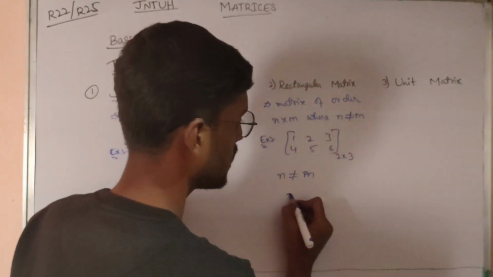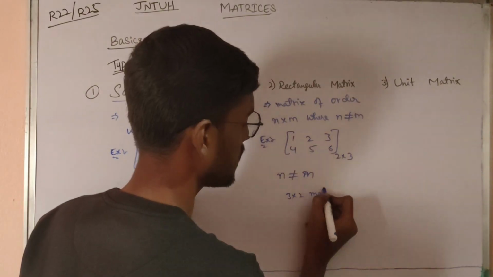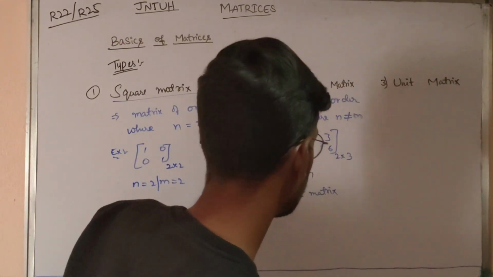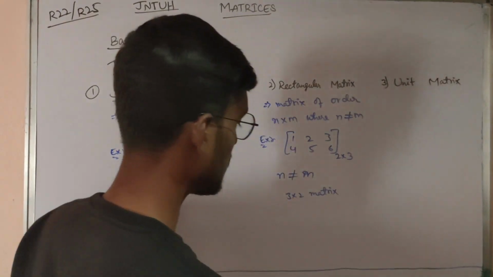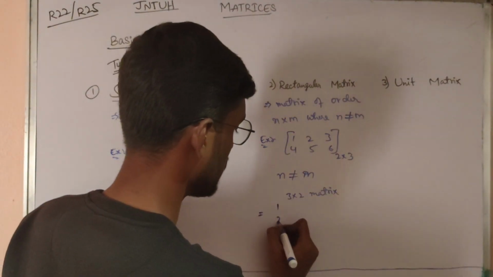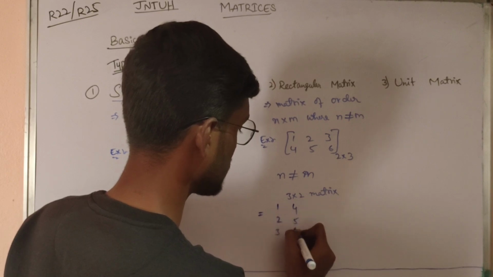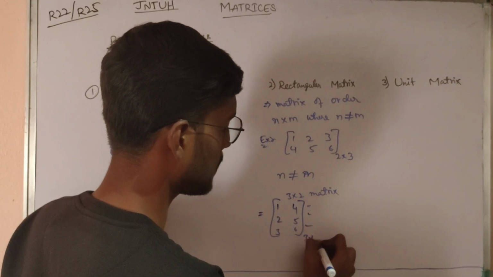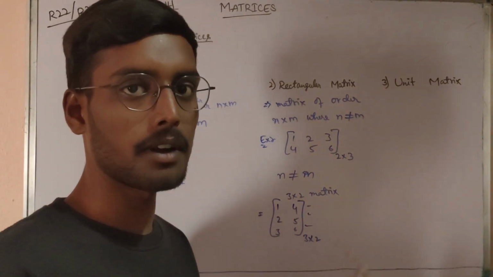Whether it is a 2 by 3 matrix or a 3 by 2 matrix, like a 3 by 2 matrix of 1, 2, 3, 4, 5, 6, where we have 3 rows and 2 columns, this is also a rectangular matrix.